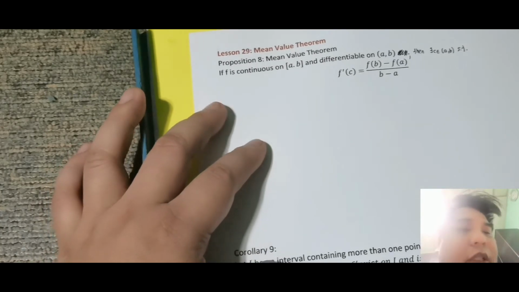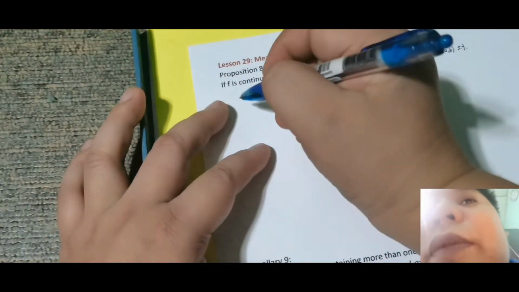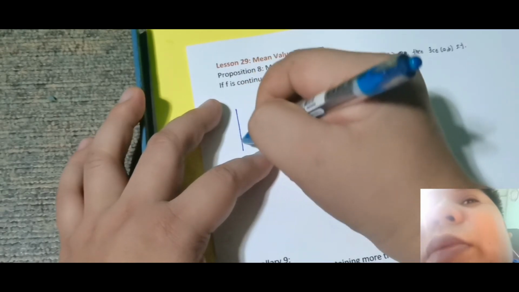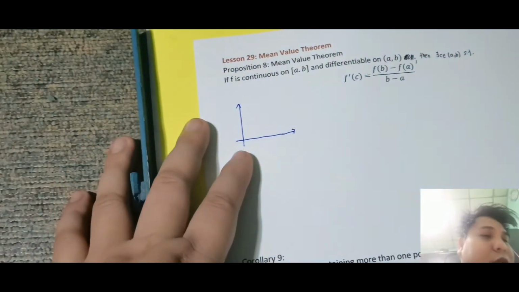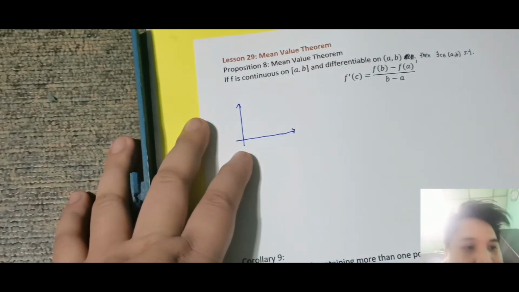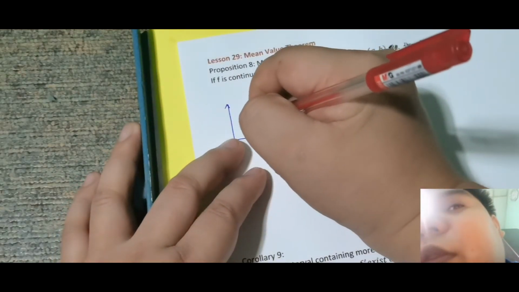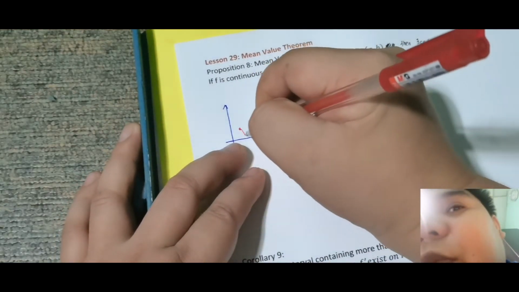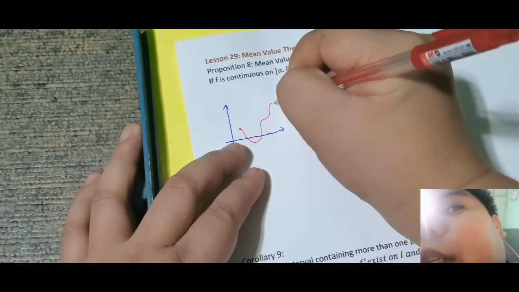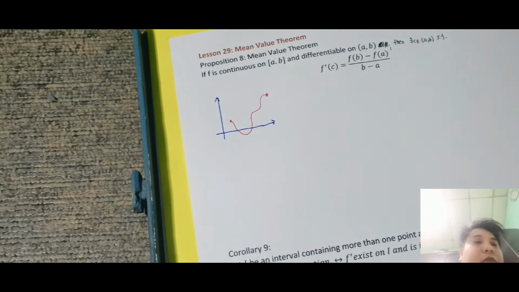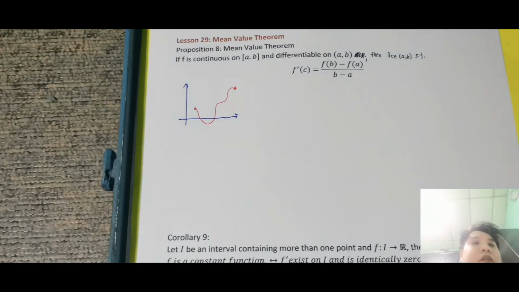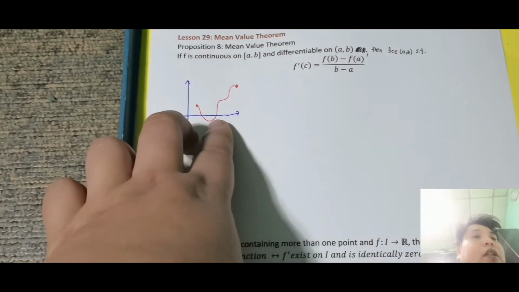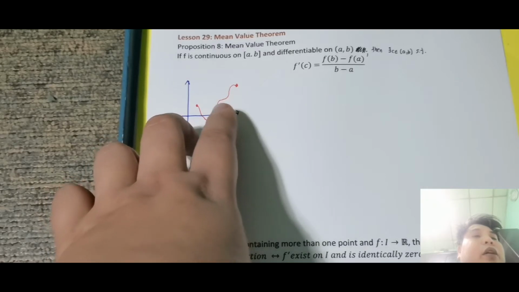So paano siya in terms of drawing? For illustration, suppose meron tayong function dito. Suppose may function tayong ganito, yung naging itsura. By mean value theorem, ibig sabihin niya, may mag-exist daw na c, element siya ng open interval (a,b), so somewhere nandito yan, such that f prime of c is equal to (f(b) minus f(a)) all over (b minus a).